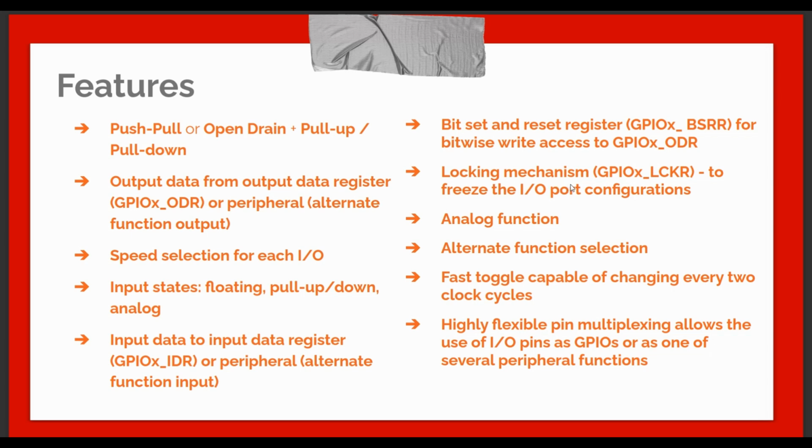Then the locking mechanism to freeze the IO port configuration. Sometimes we need to lock the configuration once our program has started and we have configured all the GPIOs. We need to lock it so that any bug in our program will not modify that configuration. So the locking mechanism is there to overcome unintended configuration change. Analog function, as we already saw here, analog input is there.